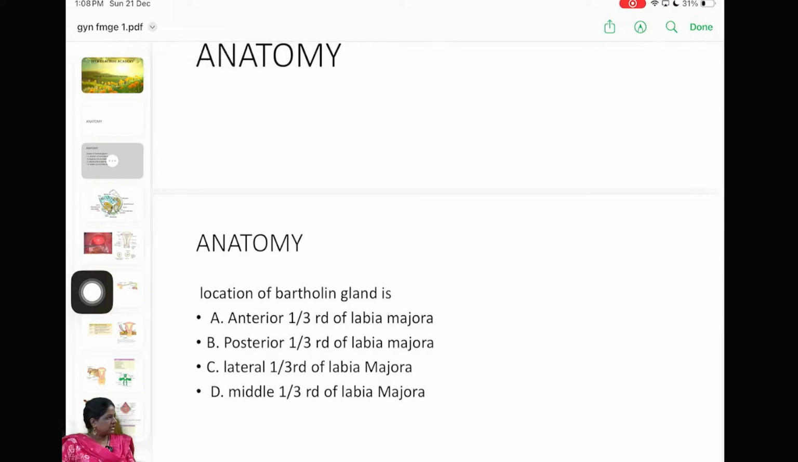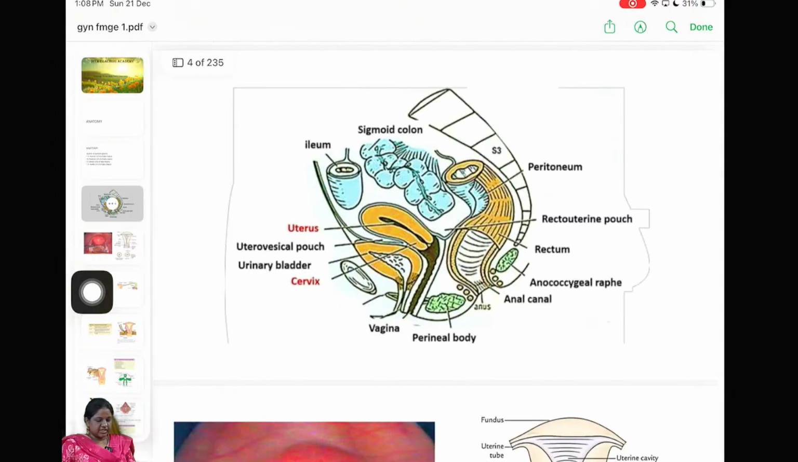So, gynec first session, we will complete anatomy, physiology, the basics, puberty, menopause, and any abnormality with puberty, and development. So, all these we'll finish in the first session itself. Anatomy, okay. First, let's run through the anatomy.